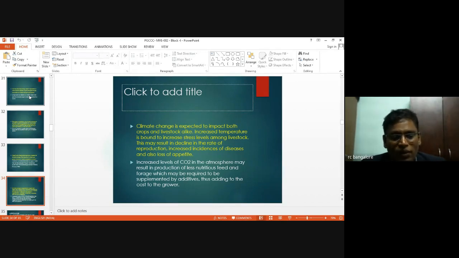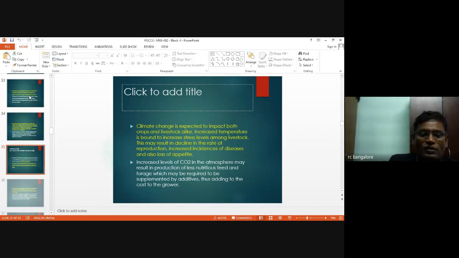The increased level of carbon dioxide in the atmosphere may result in production of less nutritious feed and forage, which may require supplementary additives, thus adding to the cost of the grower. What will happen? The increased level of carbon dioxide in the atmosphere may result in the production of less nutritious feed for the livestock.